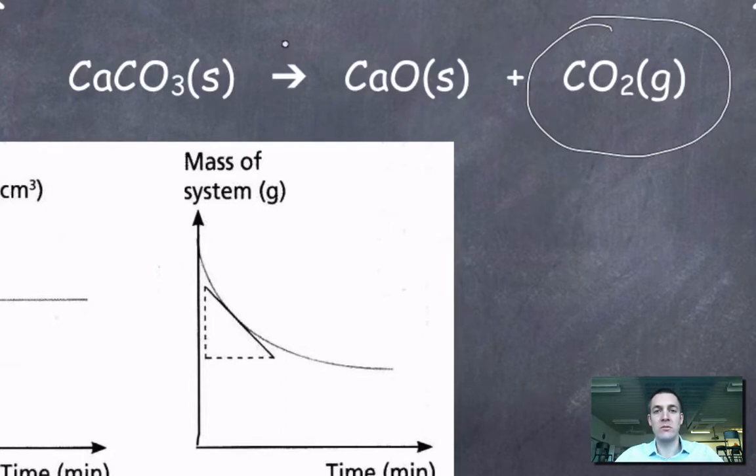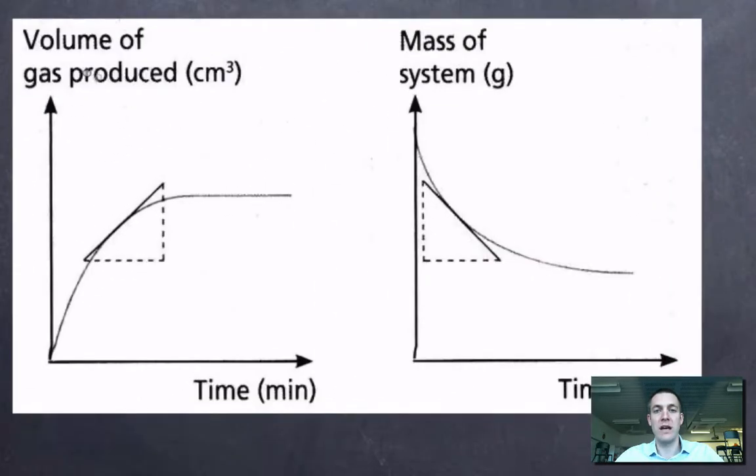So we could either collect this carbon dioxide perhaps in a gas syringe, or we could collect it by bubbling it through water into a measuring cylinder, and we could measure the volume of gas produced and record the time that it takes. And if we did that, then we could draw a tangent to our curve wherever we wanted to measure the rate, and then by finding the gradient of this tangent, we'd be dividing centimeters cubed by minutes, so we'd be finding a rate in centimeters cubed per minute.